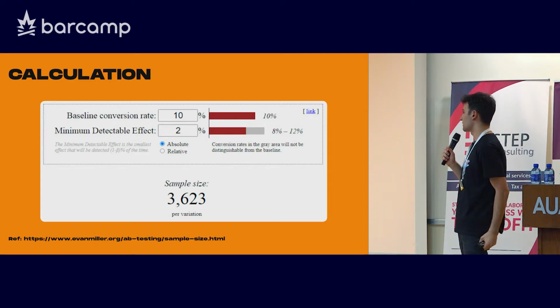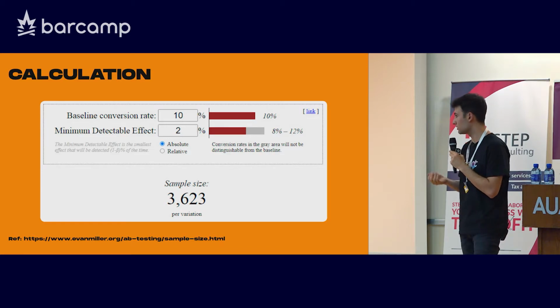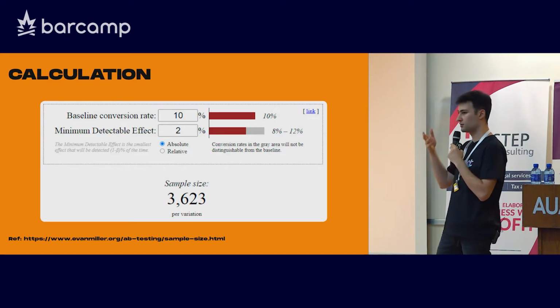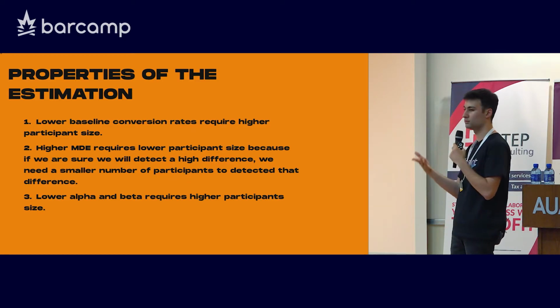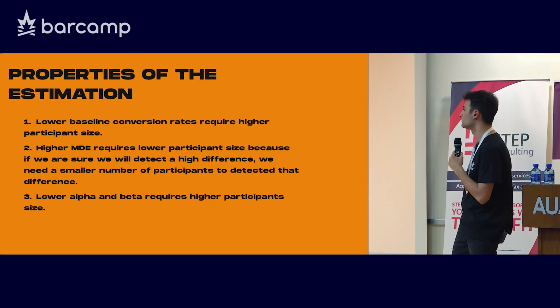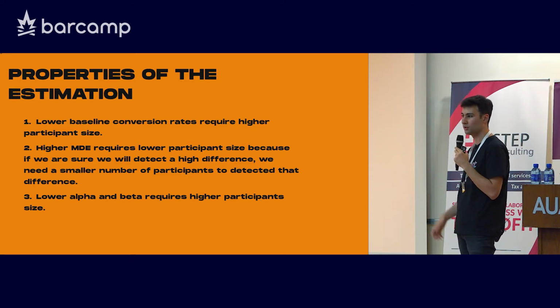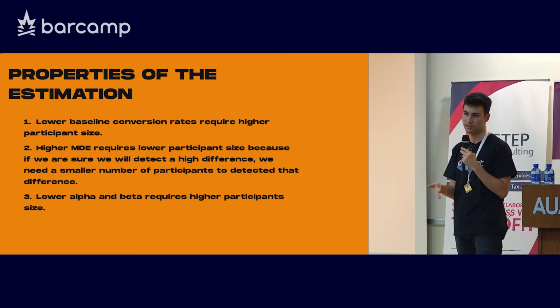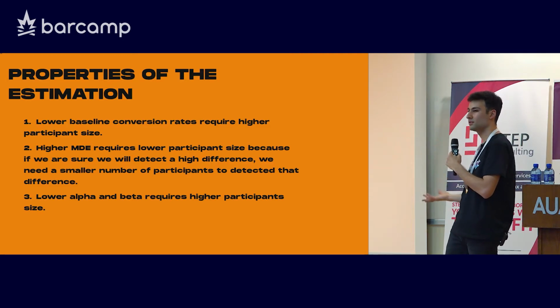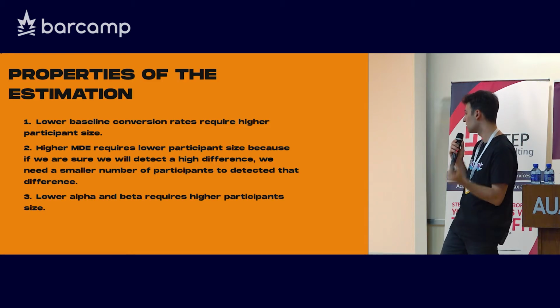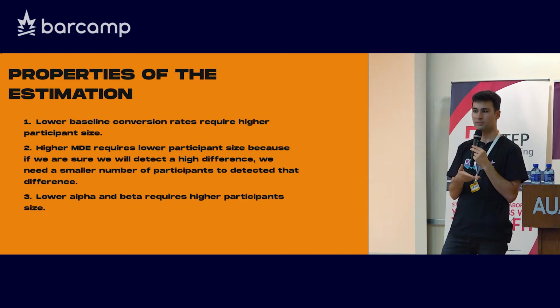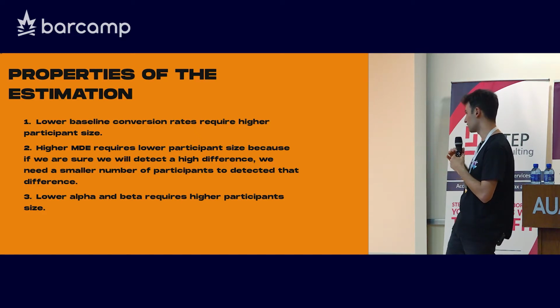Some properties of these estimations are the following. If your baseline conversion rate is very low, you need a lot more participants to prove that you have an effect. Also, if you only care about large effects, you need a smaller sample size, because if the effect exists, it will be present in small sample sizes as well. And if you reduce the type 2 and type 1 errors, you need more observations.